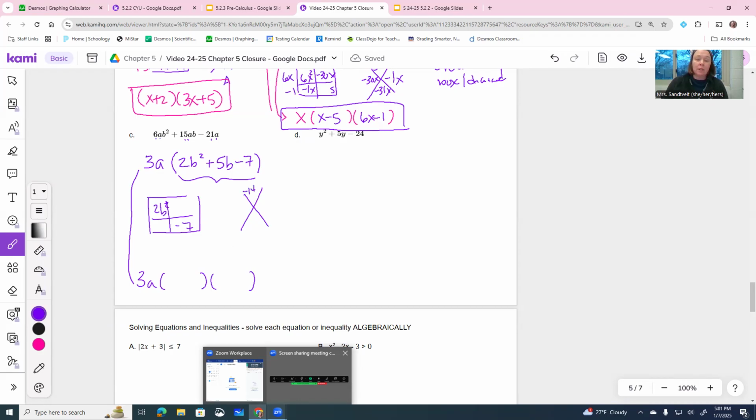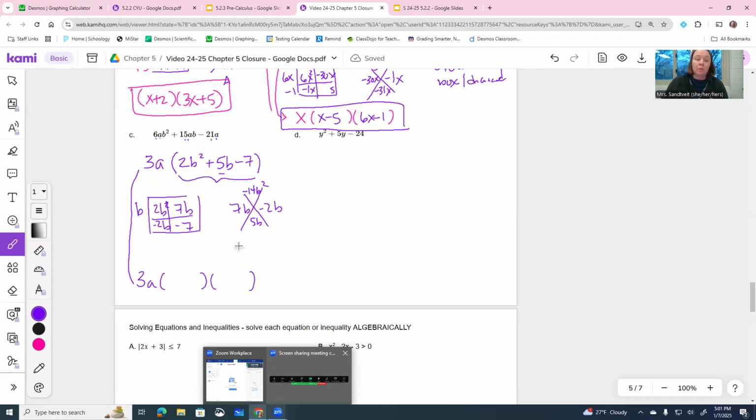So that's negative 14b squared. And it has to add to be my middle, 5b. So this is 7b and negative 2b. Here I have 7b and negative 2b. From this row, the only thing they have in common is a b.